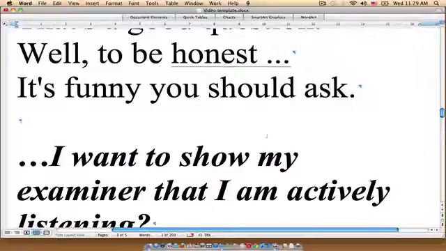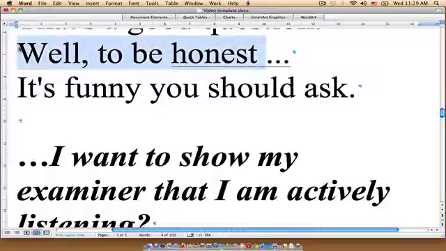Well, to be honest, now this is a good phrase to use if you're being asked your opinion about something. So, if the examiner asks you, maybe you've lived in Dubai for a number of years, what's your opinion of Dubai, the culture, and the lifestyle here? Well, to be honest, and then you can go on from there. It's funny you should ask. Now, this is a phrase that you would probably use if there is some sort of ironic connection between what the examiner is asking you and what it is you are going to respond.